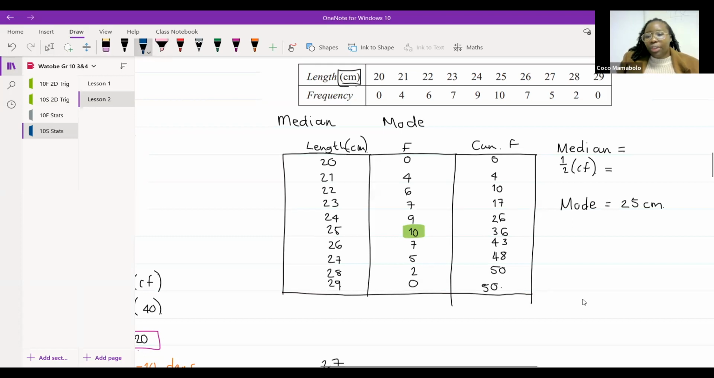Okay, so we know that half of the cumulative frequency will be 25. So we're looking at the interval where 25 would fall, right? We know for 20, nothing's going to happen there. Nobody would fall into 20, but everybody between 0 and 4 would fall here. Everybody from 5 to 10 here. Everybody from 11 to 17 here. Everyone from 18 to 26 is here. Everyone from 27 to 36 is here.